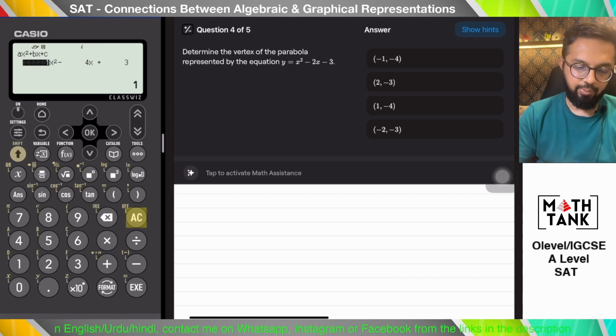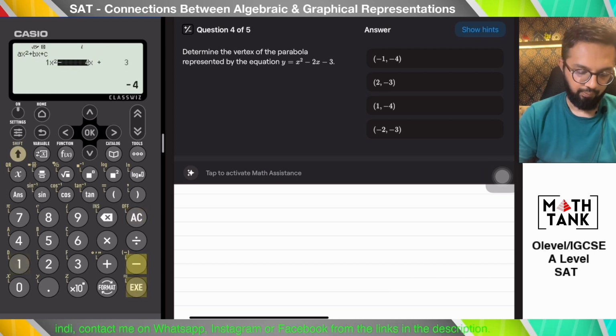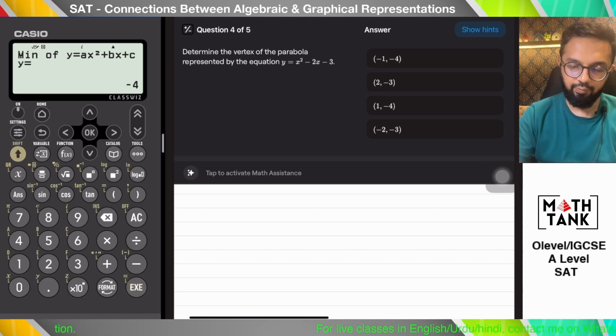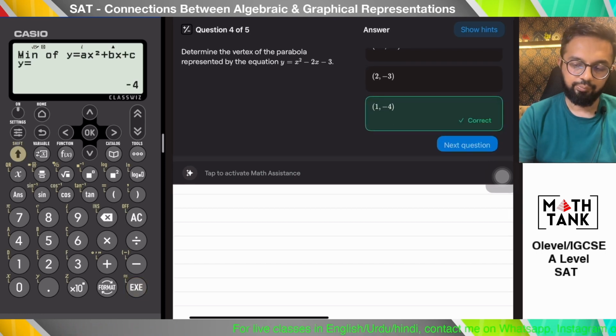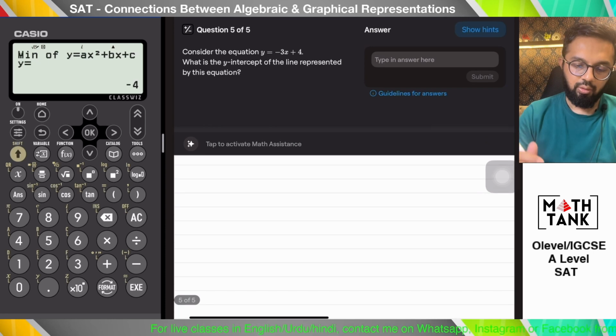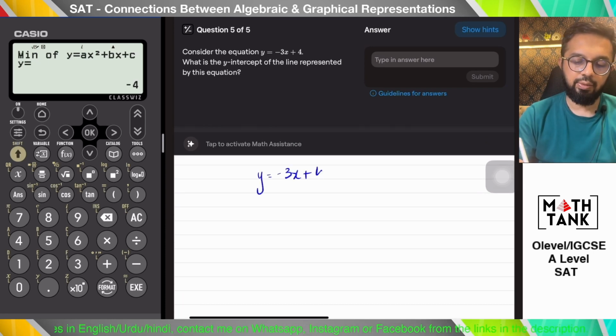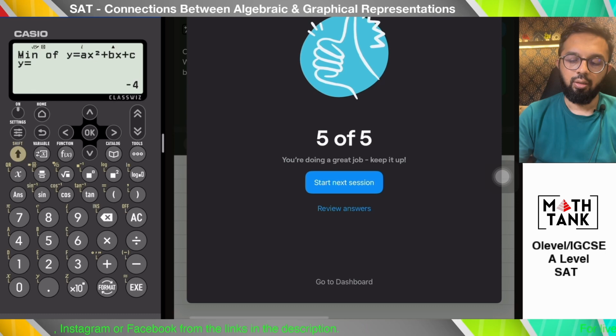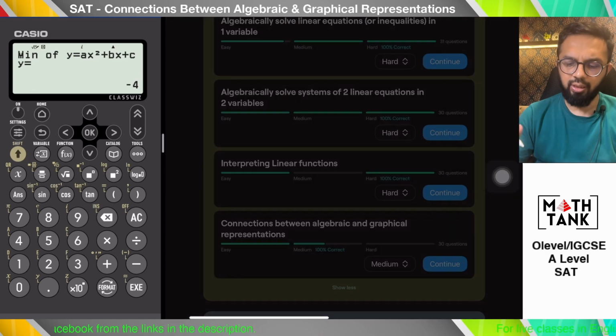Again, this is also about a vertex. One comma minus 4. Okay, the y-intercept is c basically, so that's 4. I'm going to write down 4 here. I think there will be more medium level questions.